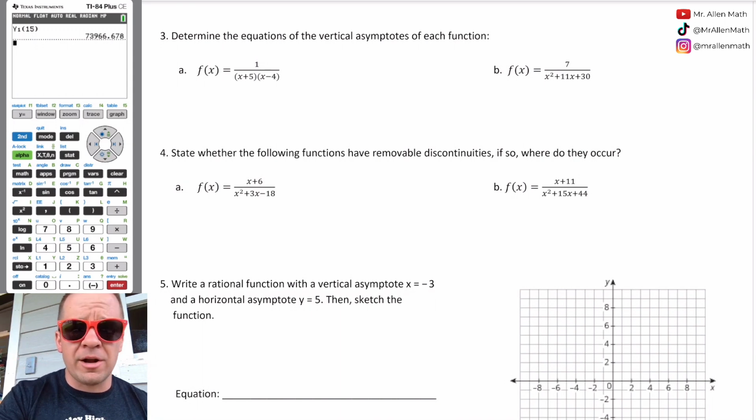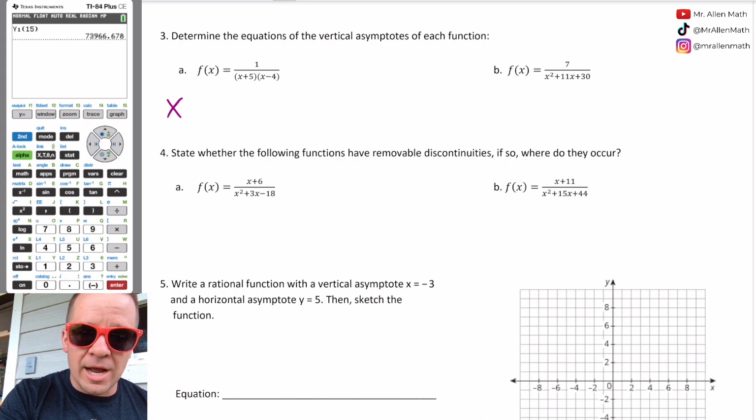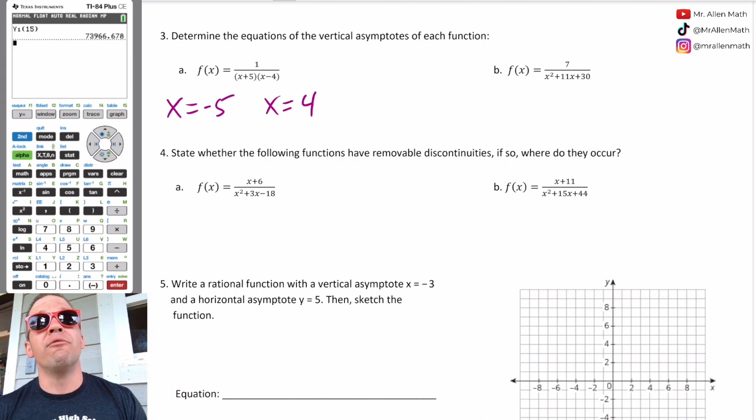So this first one's already factored for us, which is just so wonderful. How nice of them, right? As much as I love to factor, sometimes it's nice when it's done for me. Now, nothing cancels, so there's no removable discontinuities. We're going to be checking that out in the next one. So this time, x equals -5 and x equals +4 will be my vertical asymptotes.